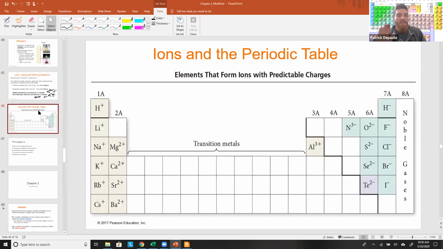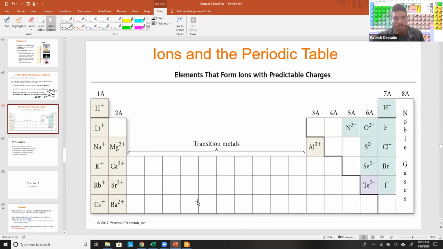So I hope you understand that. This is a good table that has all the charges that I expect you to memorize, and it's pretty easy if you look at the trends. Hydrogen and group 1A, they all have +1 when they become ions, so when they lose their electron or electrons. Group 1A has 1 valence electron and they end up losing it and become +1. Group 2A has 2 valence electrons and they become +2.